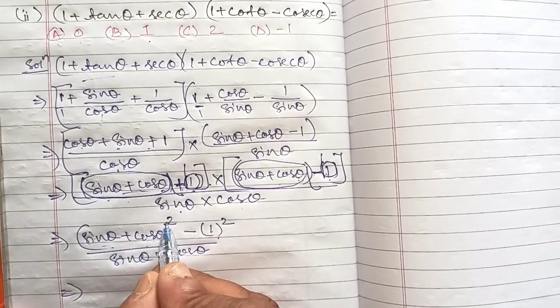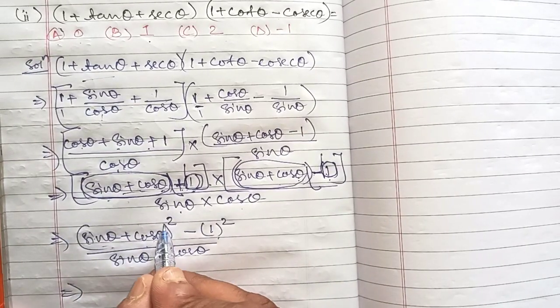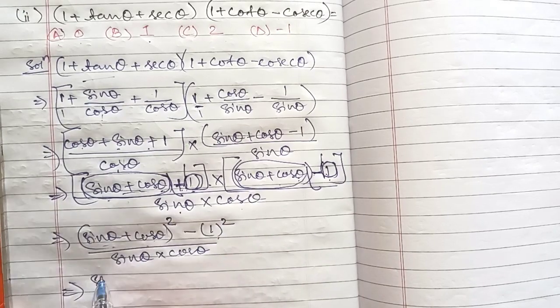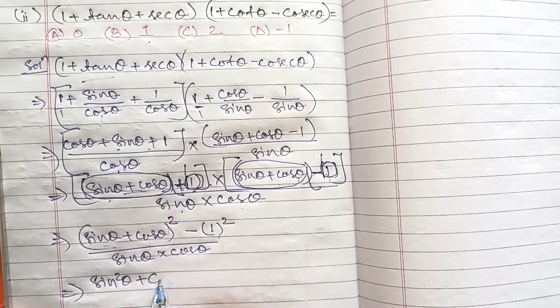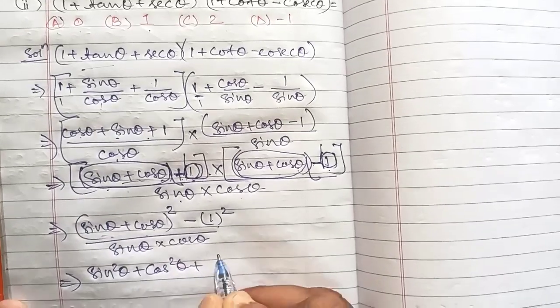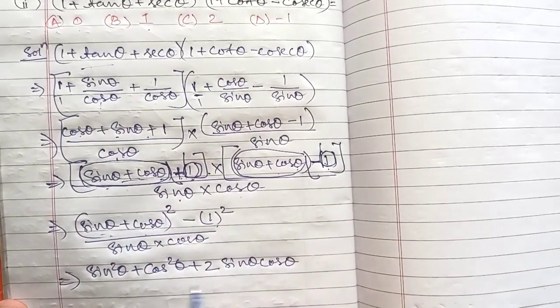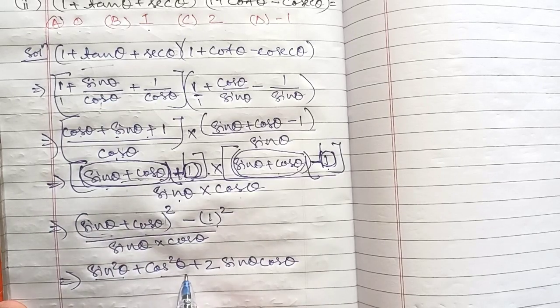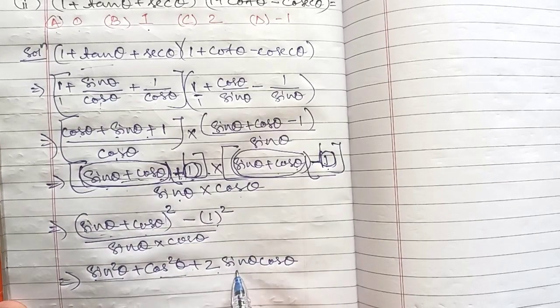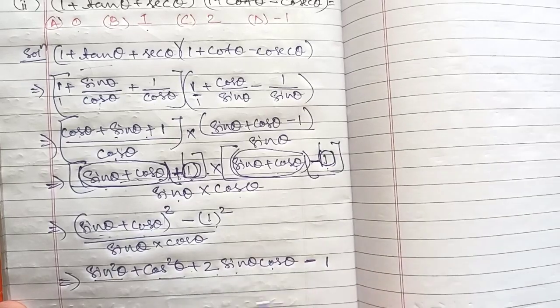Now A plus B whole square. A is sin theta, B is cos theta, and it is a whole square. A plus B whole square is A square plus B square plus 2AB. Okay, A square plus B square plus 2AB minus 1 square, which is 1.